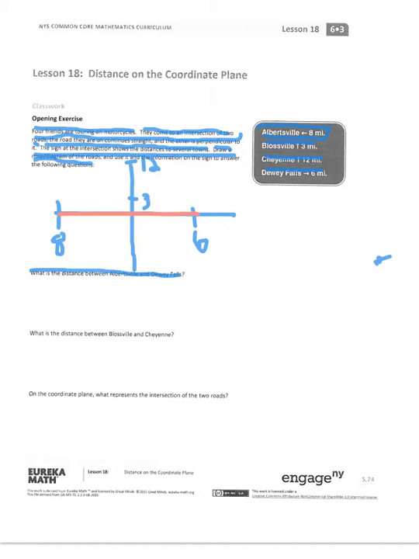Next question. What is the distance between Blossville and Cheyenne? You're going to start at 3 and count how many units go all the way to 12. Okay? Try to see if you can find a pattern to find both answers. Now, you don't need to do this problem. So move on to the next.